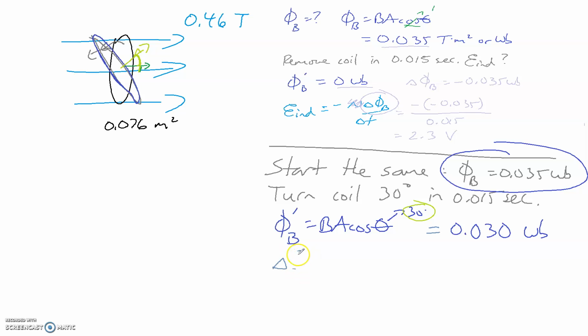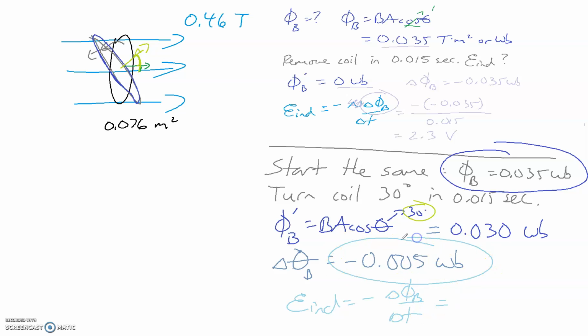If I look at my change in flux, it's 2 minus 1, so it's going to be the 0.03 take away the 0.035. I probably should have kept another decimal place in here, but that's okay. So it went down again, so 0.005 Webers is my change in flux. And then I can do the exact same thing I did before. Induced EMF is equal to negative change in flux divided by change in time. So that's how much my flux changed by. My negatives are going to cancel out again.